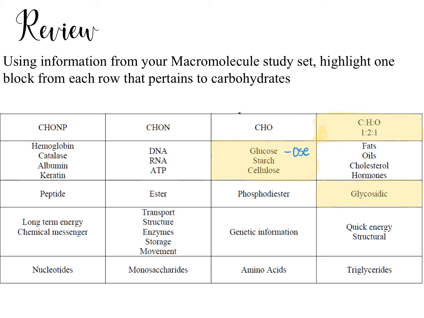The box that you should have circled or highlighted is quick energy and structural support. Throughout the year, we're also going to talk about the role that carbohydrates have in identification. In the last row are the monomers of the macromolecules. In this row, highlight or circle the monomers of carbohydrates. The box that you should have circled or highlighted is monosaccharides. Monosaccharides are the monomers or building blocks of carbohydrates.